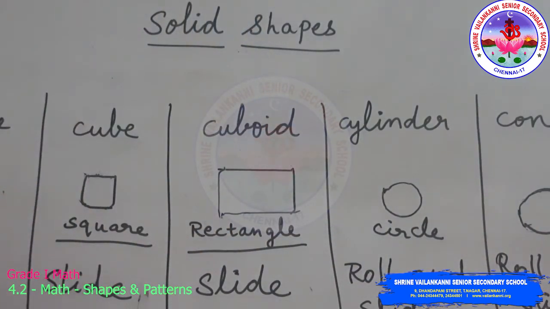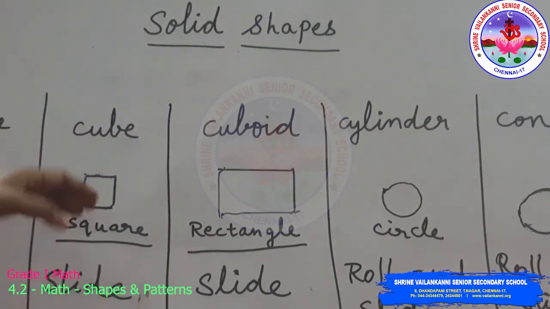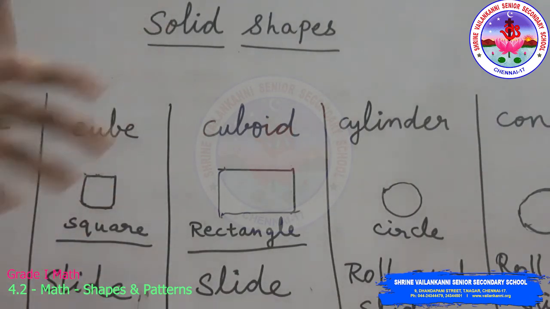So we have seen the solid shapes and the shapes you get while you trace the solid shapes, and which shape will roll and which shape will slide. That also we have seen.